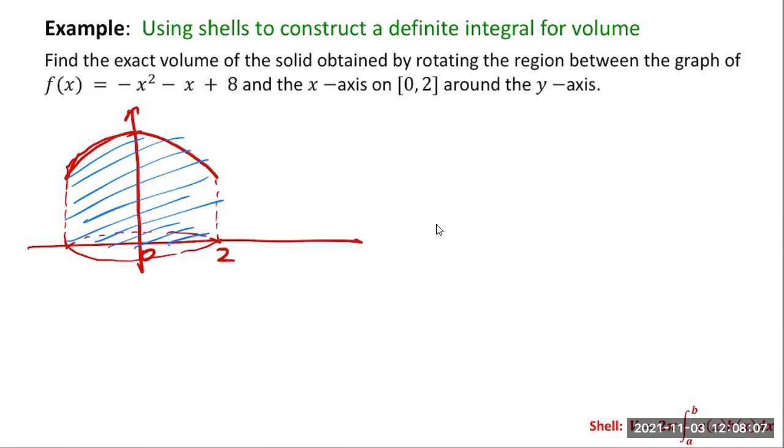Well, for that, we need to consider a shell, right? Let's say we have a shell with a very small thickness. This is your shell. It has a thickness, but I will use a single line, assuming that thickness is very small. Okay, this is your shell. For that shell, can you find R(x) and H(x)?